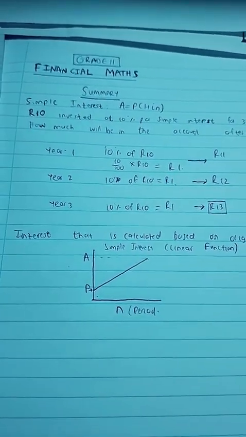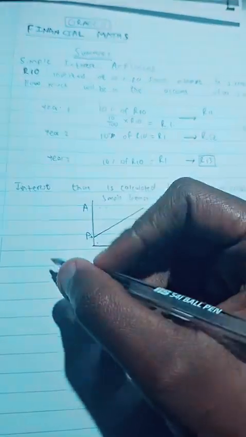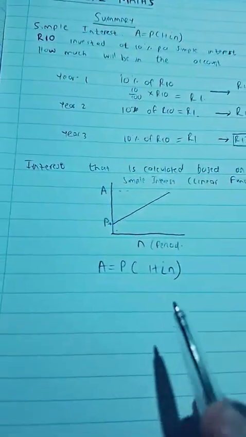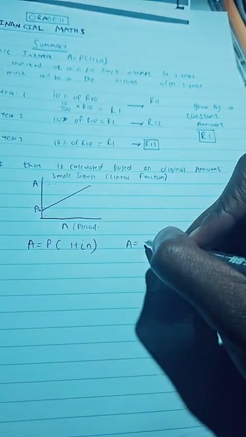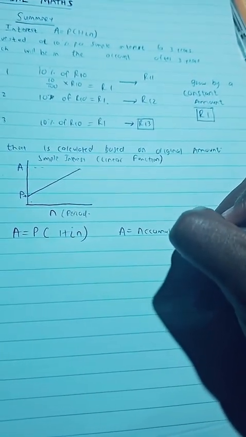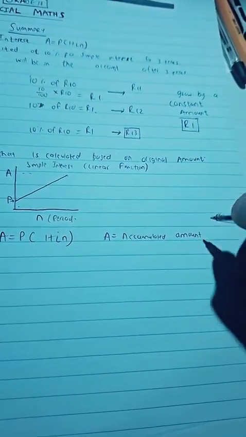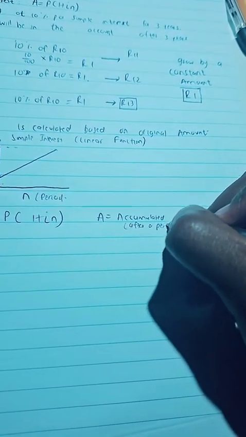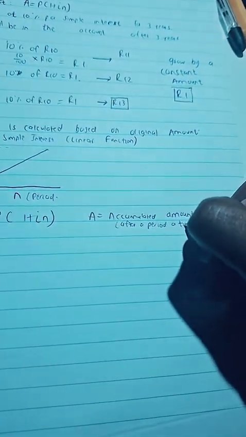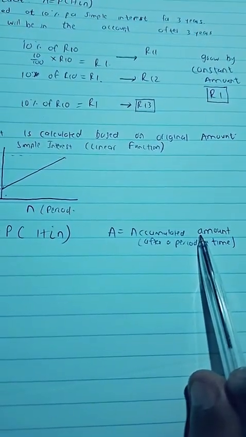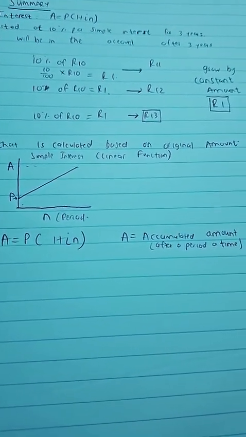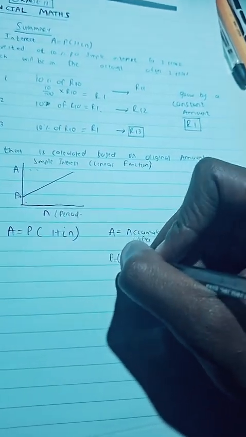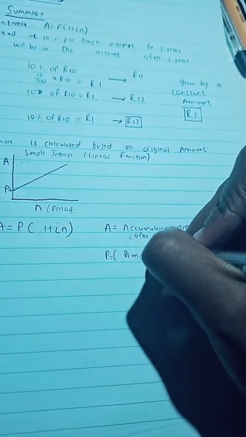So that is why we make things very easy for ourselves, and we talk about this formula. Surely you guys know that A means the accumulated amount, or the accumulated value. This is after a period of time has passed. That's your A value. It's the accumulated amount, a future value after a certain period of time has passed. That's A. P is what we refer to as the principal amount.